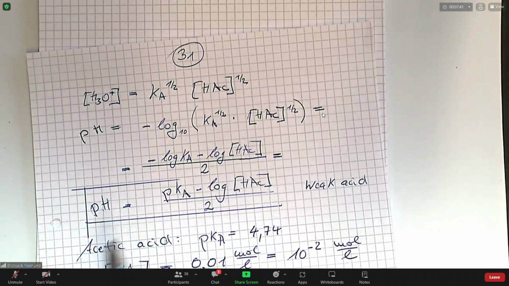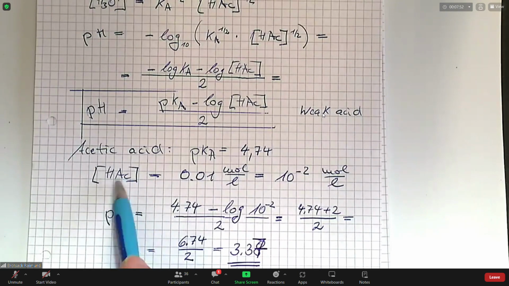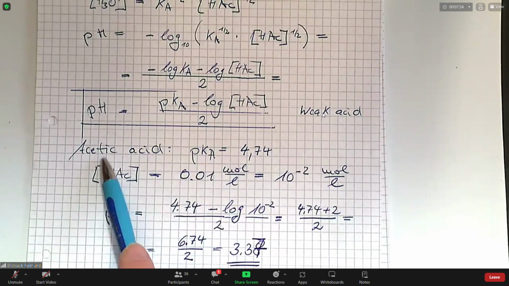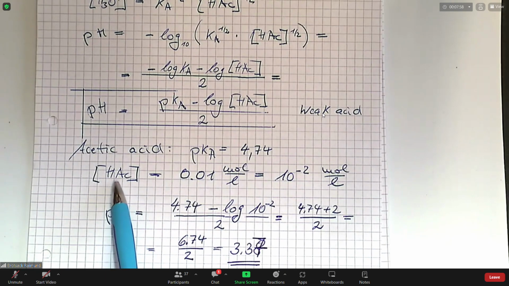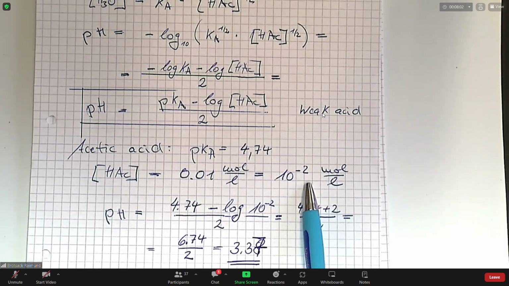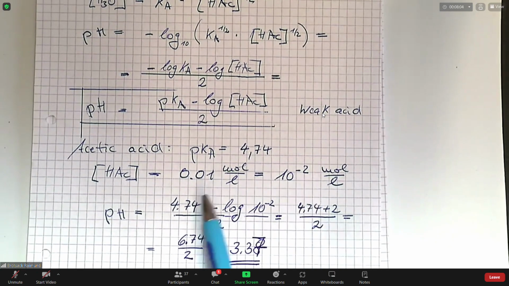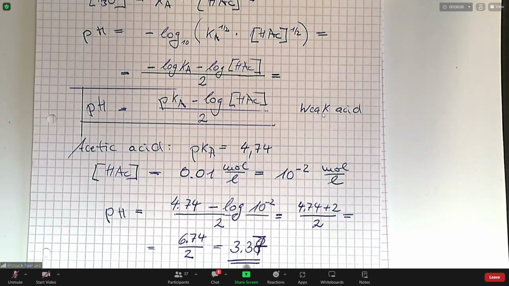For a strong acid, we can say it's the concentration of the acid, and then it's similar for the H plus. And then we have it for weak. For an example again, acetic acid, the pKa is this number. We have a concentration of the acid of 10 to the power of minus 2 mole per liter. When we insert the numbers here, we come to a pH level of 3.37.